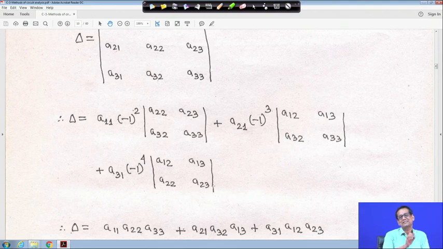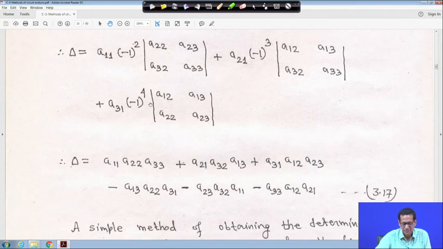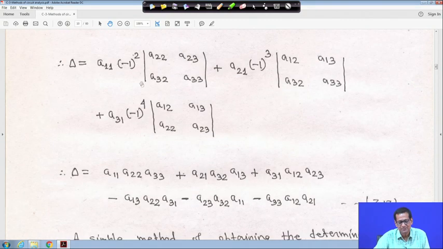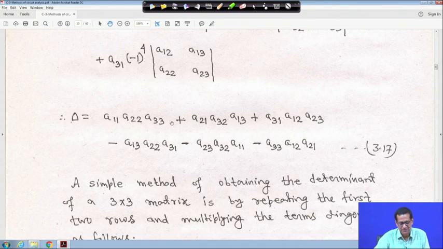We will not go beyond 3 into 3, because it will take more time, but this is the methodology of how to find it out. I have expanded along the column side, not the rows, but it is the same thing. Row wise also you can do it, you will get the same result. If you multiply all these things and simplify, you know how to simplify it. So, you will get this is my delta.